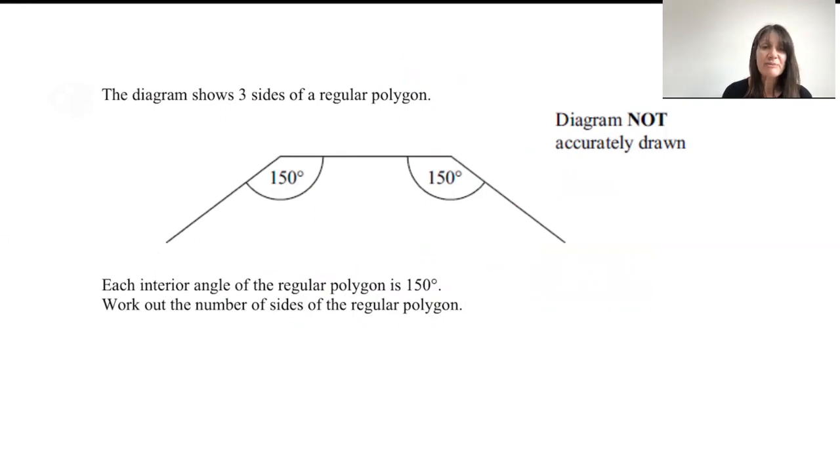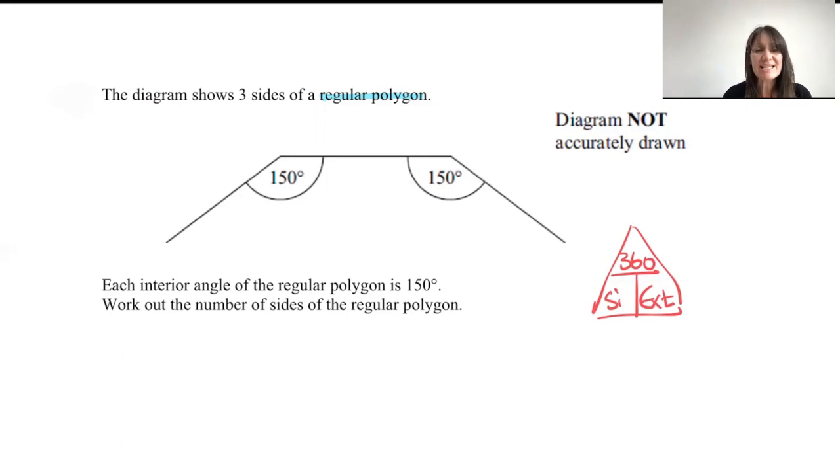Okay, the diagram shows 3 sides of a regular polygon. As soon as I read that word regular, I literally do not even carry on reading the question. That triggers this: 360, S for sides, and that's my exterior angle. I know that without that triangle, I'm not going to get very far. So the trigger is regular. I've drawn the triangle. I'm going to carry on reading.